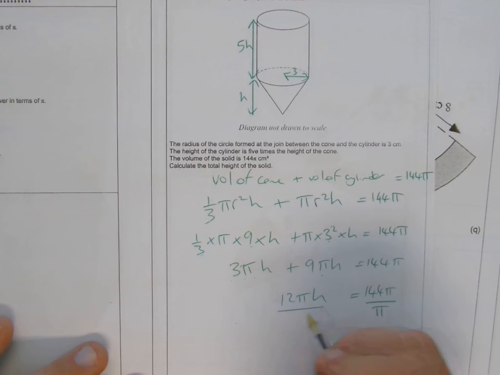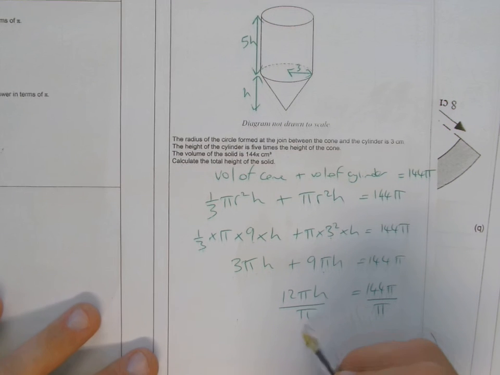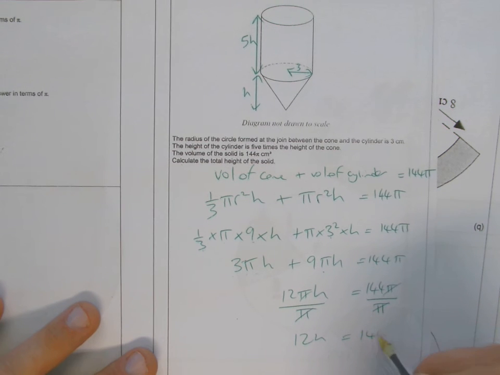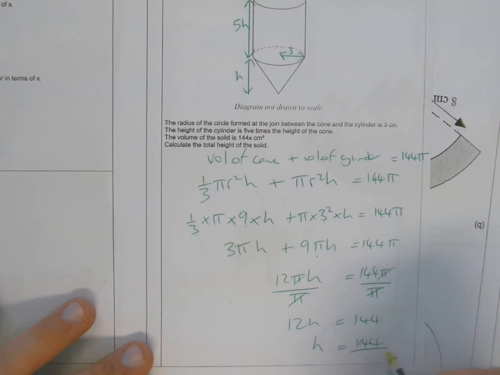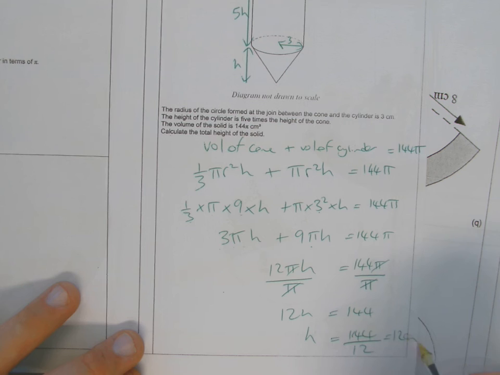If we divide both sides by pi, there's nothing wrong with that, okay? It all balances. The pi's will cancel, so you get 12h, and the pi's will cancel here, equals 144, and then h will be 144 divided by 12, okay? And you get out 12 centimeters for h.